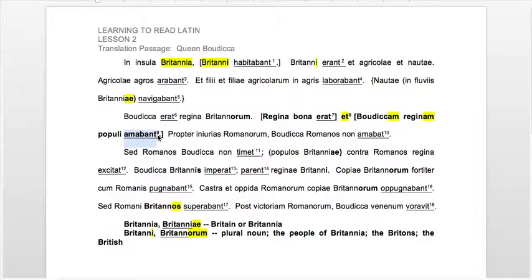Now, who did the loving? Well, now I'm going to look for a nominative case noun, and I see that I've got populi here, which has an ending on it that is nominative plural. The ending on my verb is nt, and whenever you see nt on the end of a verb, that also means that it is plural and has to have a nominative plural subject or two singular subjects. So this is my subject, populi, and this is my verb, and then I'm ready to fill in the direct object. So the people loved Boudicca the queen, or Queen Boudicca.